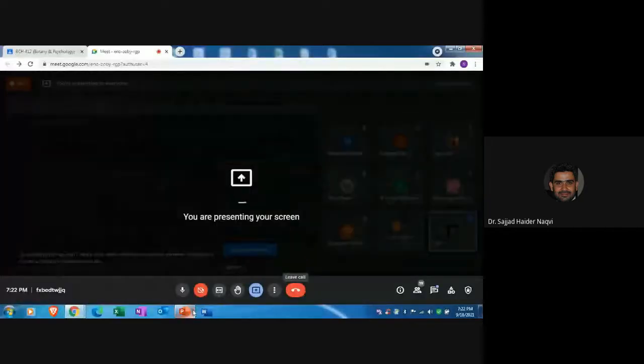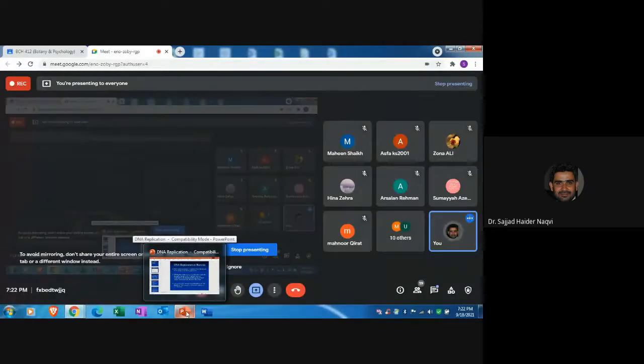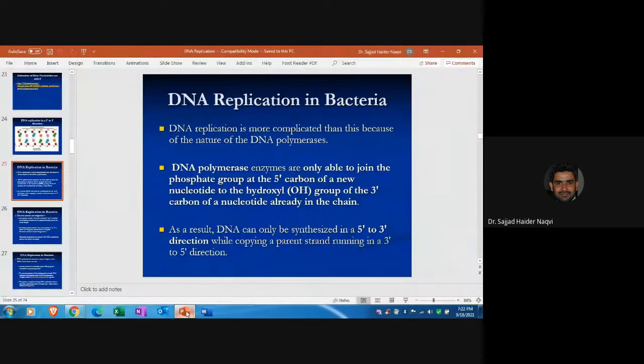So, as I said, yesterday we were discussing the process of DNA replication, and there were a couple of things that we discussed. I'm going to continue from where we ended yesterday. We were discussing DNA replication in particular reference to bacteria or prokaryotes. Generally speaking, the process of DNA replication, whether in prokaryotes or eukaryotes, is itself a complicated process because it involves many enzymes, many proteins, and many steps that occur side by side or simultaneously.